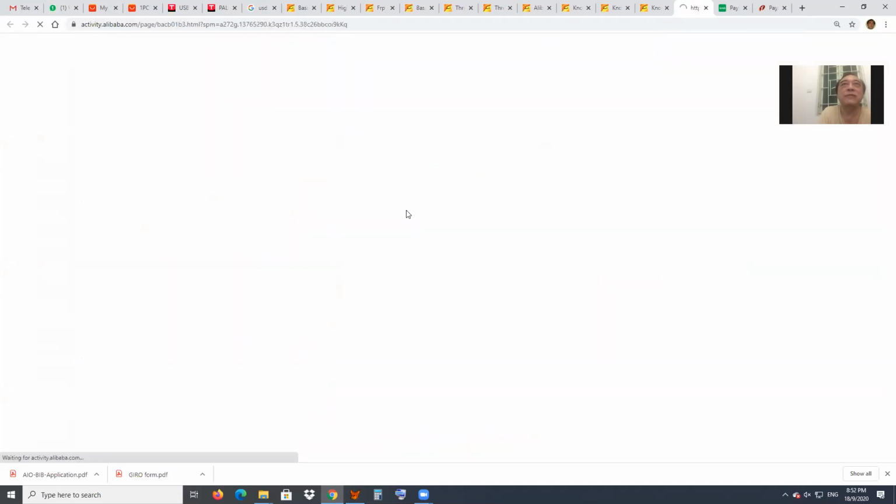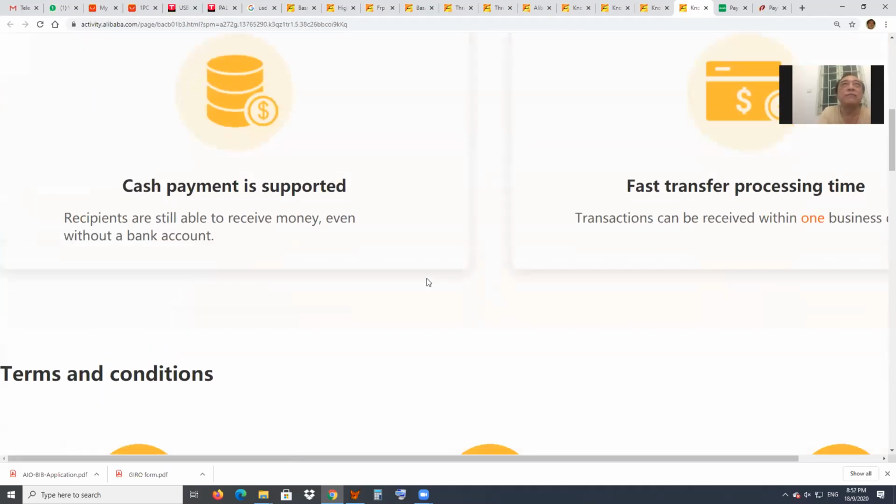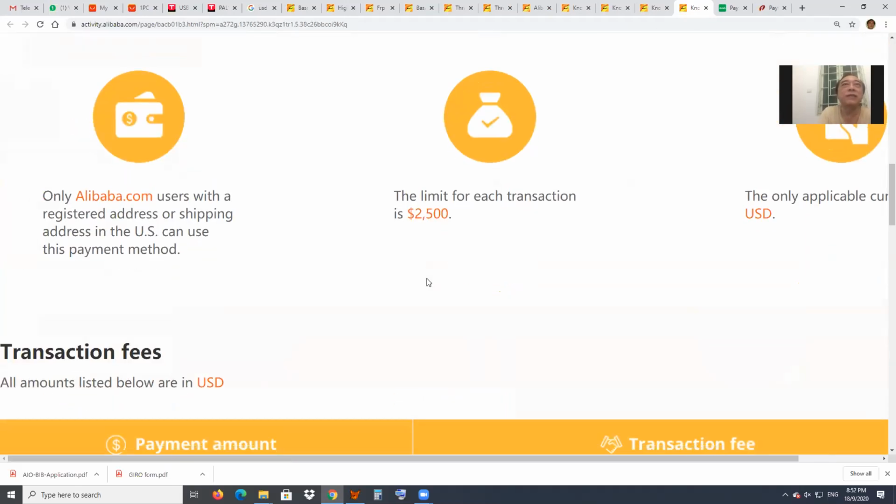So if you pay using Western Union, it's the same thing. But you must understand the limit is 2,500. If you buy a big item, you cannot use Western Union.